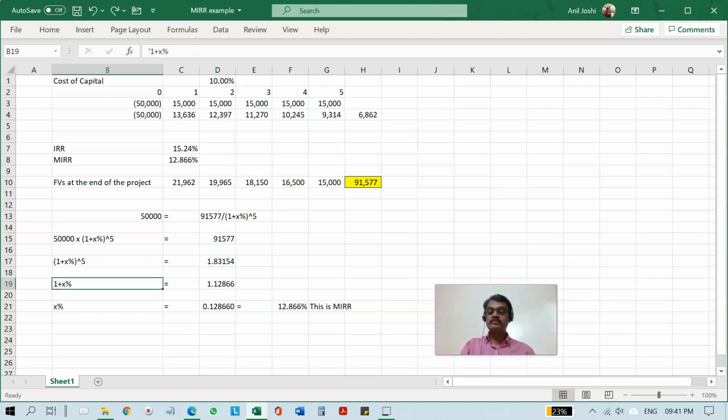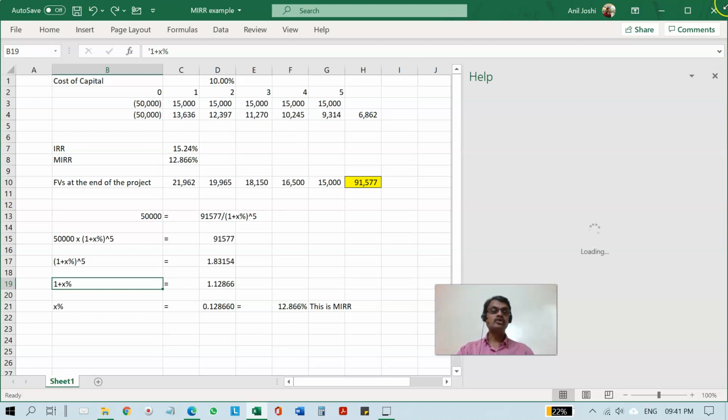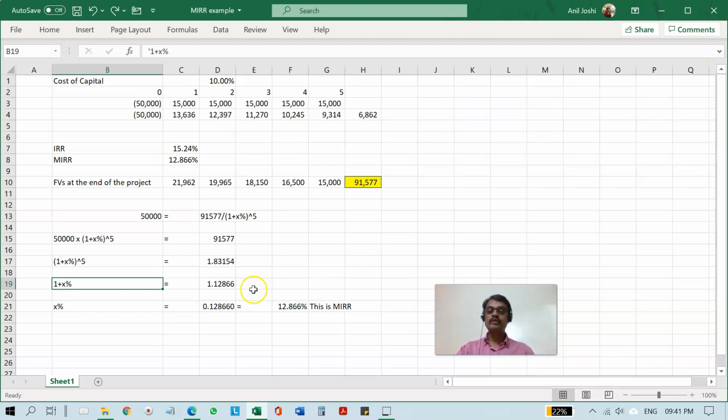So 1 plus X%, it is raised to 5. So if you are dividing it 5 times, so then 1.83154 raised to 1 upon 5. Right? You are calculating the 1/5 root of 1.83154. So X percentage will be, this 1 will be to the right hand side. So that will become minus. So 1.12866 minus 1. So that will be 0.12866. So that is nothing but your 12.866%. So that is your modified internal rate of return.